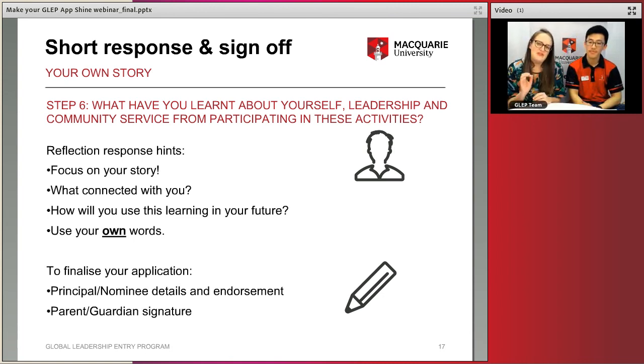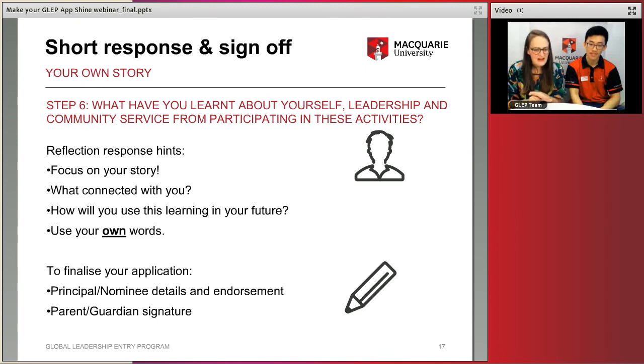So really make sure that you use this opportunity for us to get to know you and to focus on your story, and to think about what skills and outcomes you got from that experience and how you can use that at university. Maybe at uni you want to get involved in more volunteering and mentor programs. So really think about how you'll use the learning from your GLEP activities in the future. We really love reading this part, so make sure you focus on your story there.